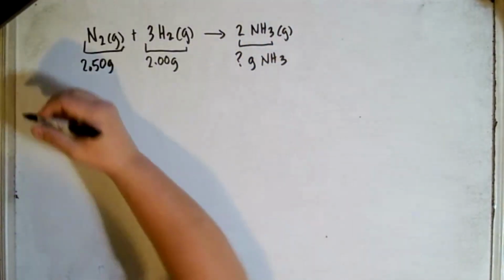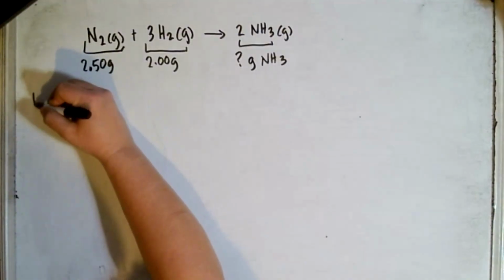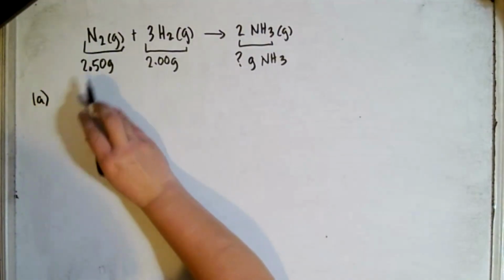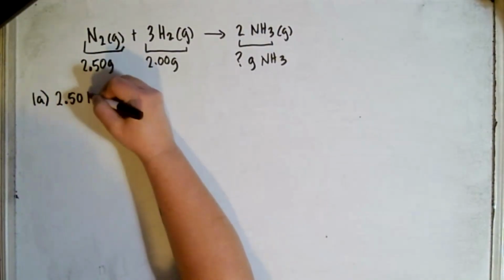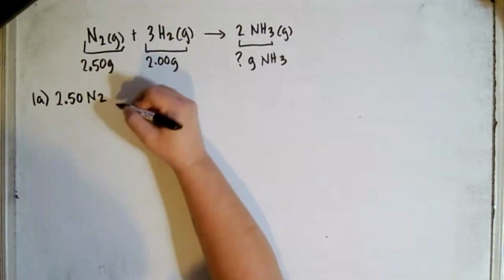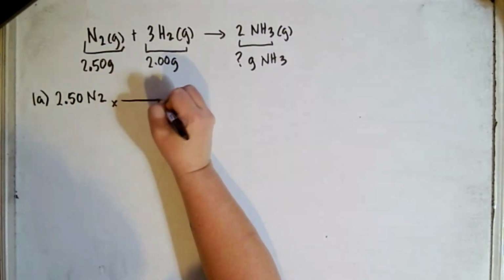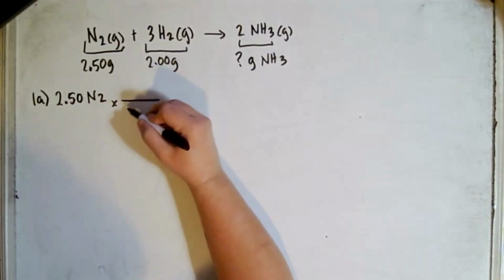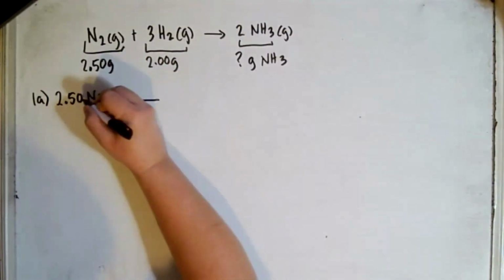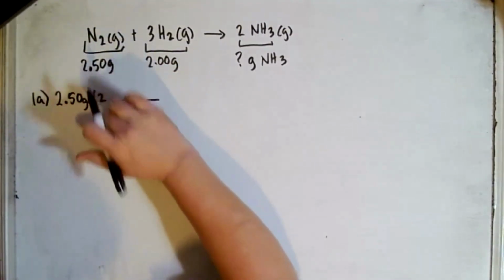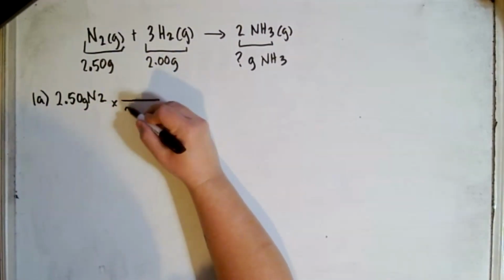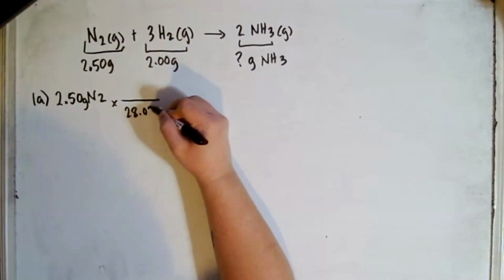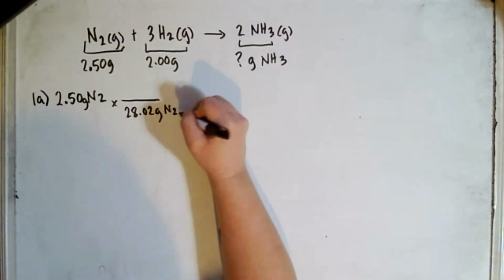So we're going to start with our same set of steps. For 1A, we're going to take our 2.50 grams of nitrogen. And our first step, we're going to use the molar mass of nitrogen to turn the grams of nitrogen into moles of nitrogen. So the molar mass for nitrogen is 28.02 grams in 1 mole.